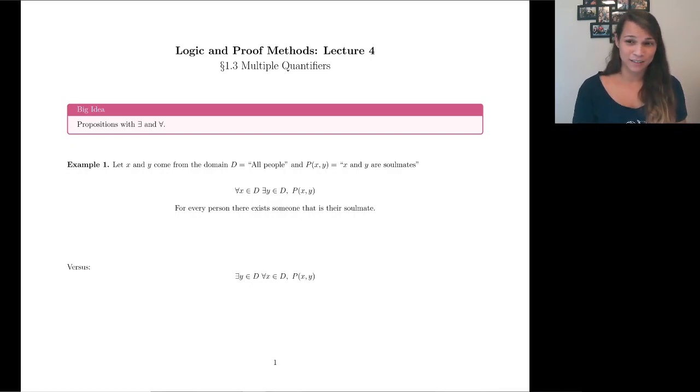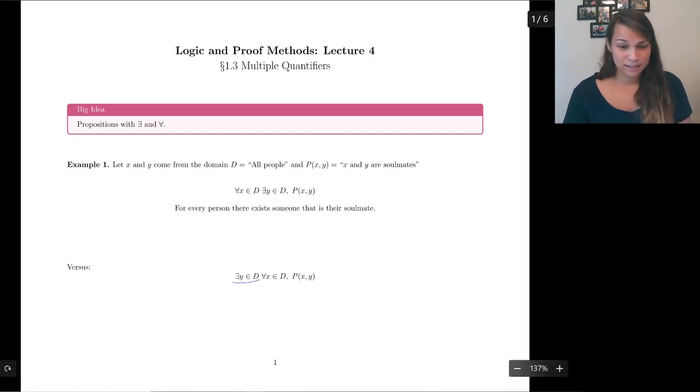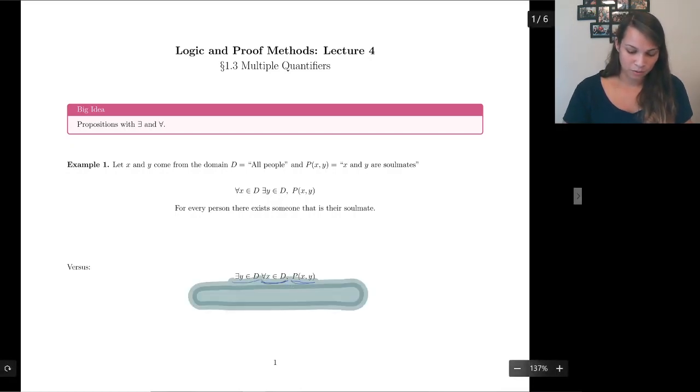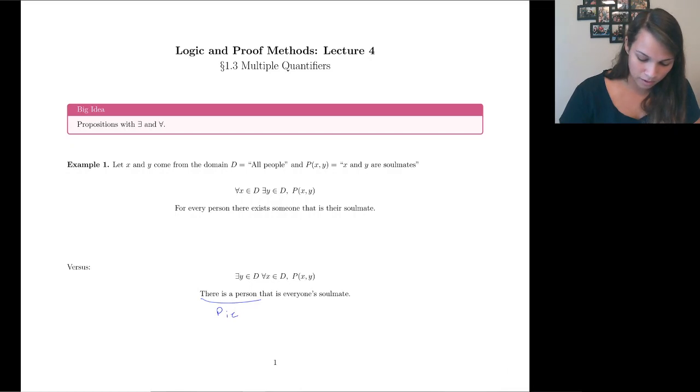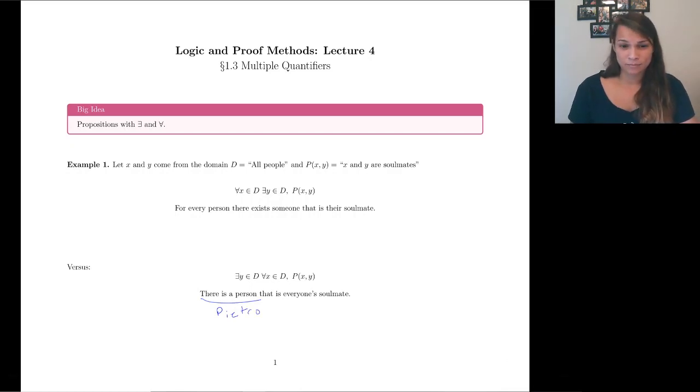Versus the close but very different cousin. Just swap the order. There exists someone such that for everybody, they're going to be soulmates. So here are the words. So there is a person. We could potentially name this person. In fact, I will. Because why not? Say Pietro Boselli. And Pietro is everyone's soulmate. You should immediately see the problem with this. When I'm looking for a person may not be the same thing that everybody's looking for in a person. So this argument falls apart pretty quickly.